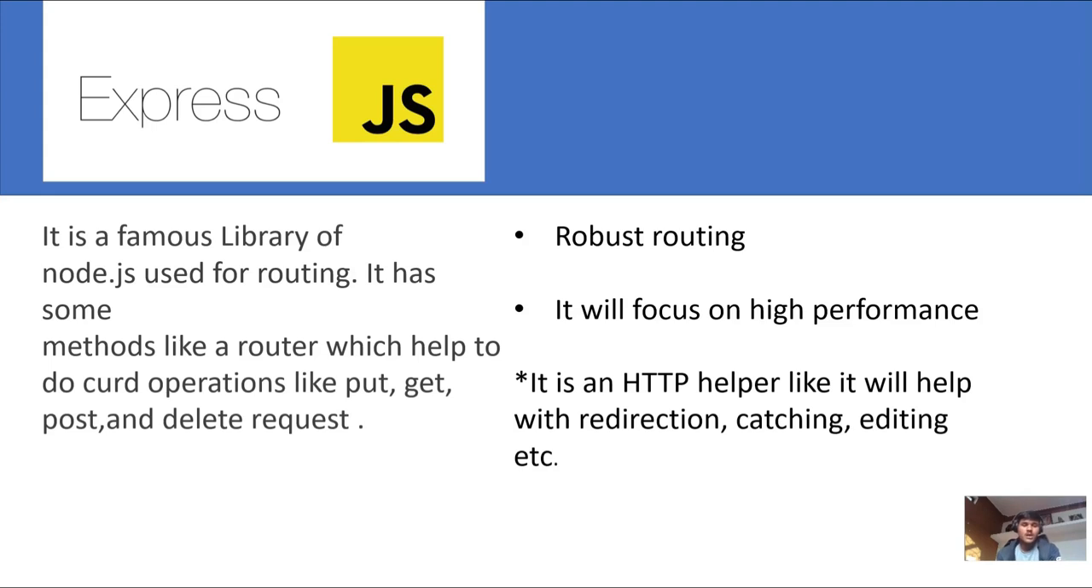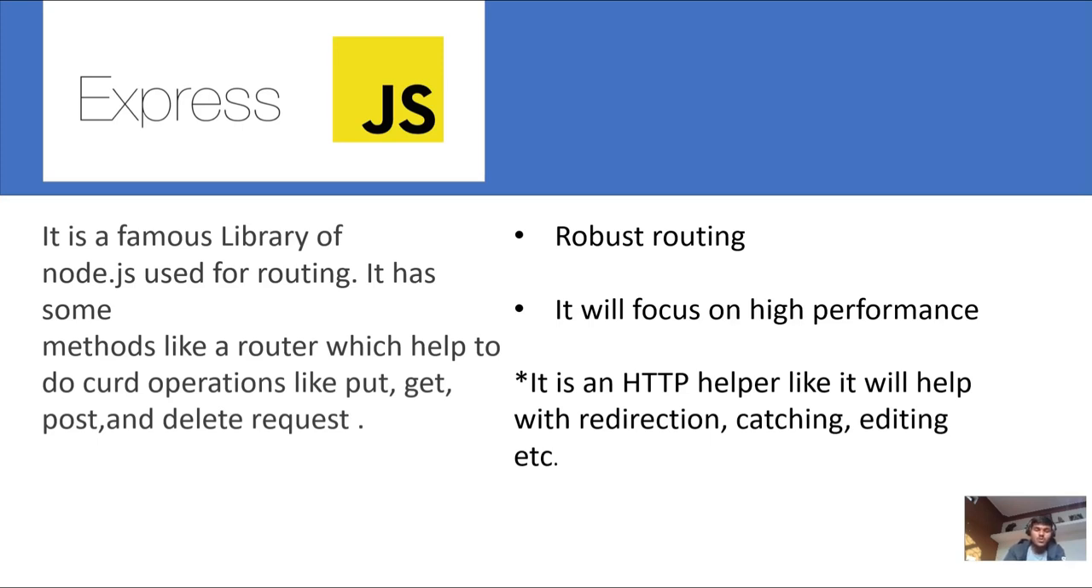It is a very famous library of Node.js used for routing. It has methods like router, which help to perform CRUD operations with put, get, post and delete requests. It is basically used to connect each and every piece of the code. We have the database, we have the main server running, so to connect each and every part of our code, we use Express.js, and it has robust routing. It focuses on high performance, and it is an HTTP helper, and it helps with redirection, caching, and editing, etc. We will also talk about this technology deeper in the coding part.